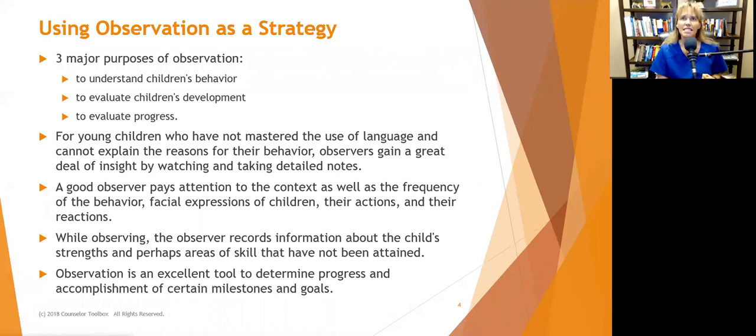A good observer pays attention to the context as well as the frequency of a behavior, facial expressions of the children, their actions, and their reactions. This is so important with all children, but especially with infants who, when they start getting angry or overstimulated, all they can do is cry, go to sleep, or avert their gaze, or something similar. The only way they can remove themselves from the situation is to basically shut it out in a sensory sort of way. So we do want to pay attention to the context and the frequency.